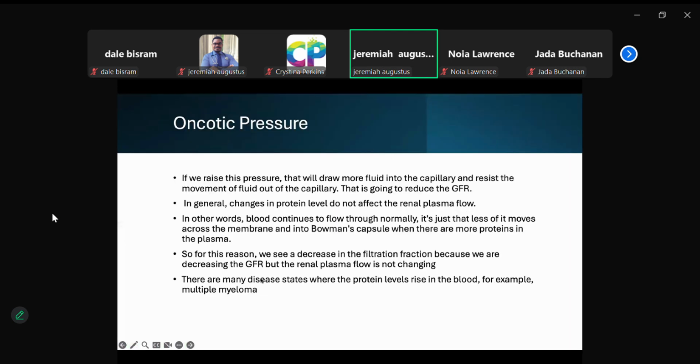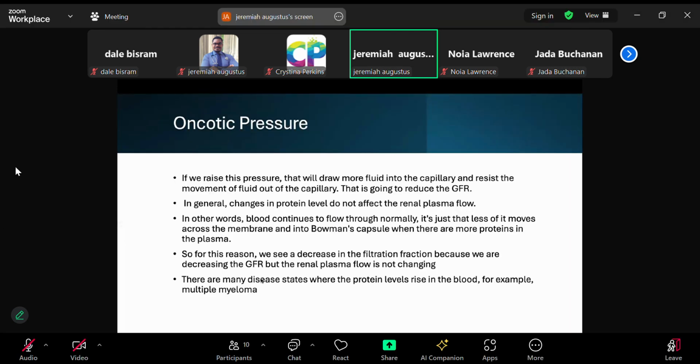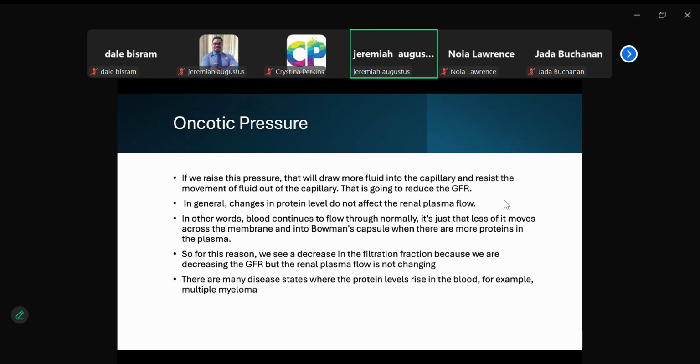All right. Now, if we raise this pressure, that will draw more fluid into the capillary and resist the movement of fluid out of the capillary, and that's going to reduce the GFR, right? In general, changes in protein do not really affect the plasma flow, though. All right, so the plasma flow is not going to be affected. The same amount of fluid is going to be coming into the space. In other words, blood continues to flow through normally, and it's just less of it moves across the basement membrane. Which disease process do you think you could find this in?